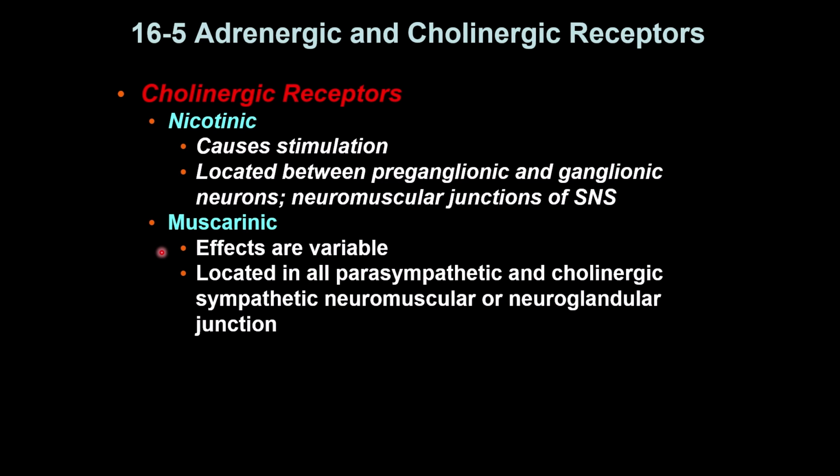The ones that release acetylcholine have receptors called muscarinic because they respond to acetylcholine. And those tissues are usually in the periphery and not in the visceral organs.